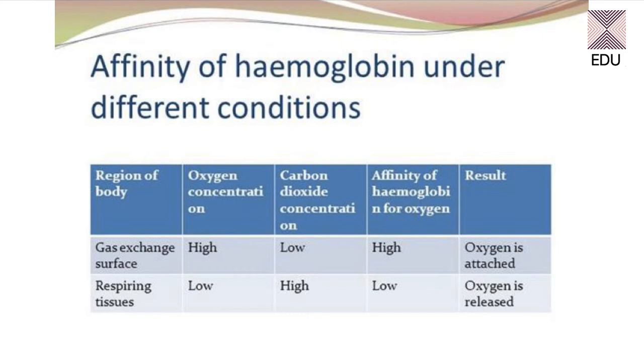So what is the result? Oxygen is released by the pigment. So that means the hemoglobin will release the oxygen. The oxyhemoglobin will become hemoglobin and oxygen will be released at the tissue level because the affinity is low. Why is it low? Because the partial pressure of carbon dioxide is higher at tissue levels.